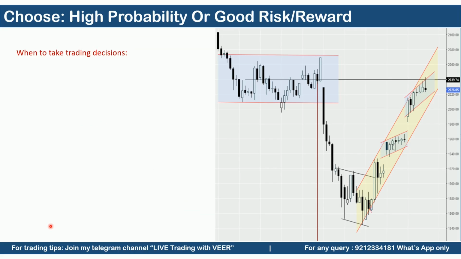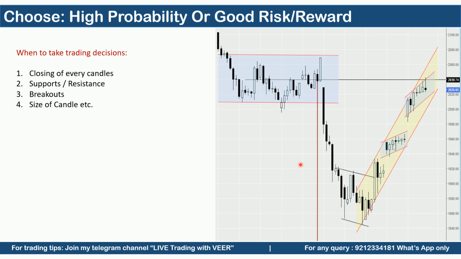So let's understand this topic in a more practical way. When we have to take trading decisions, in my opinion we have to consider four categories: the closing of every candle, support and resistance, breakouts, and the size of the candle. All four are the cases when we have to take trading decisions.